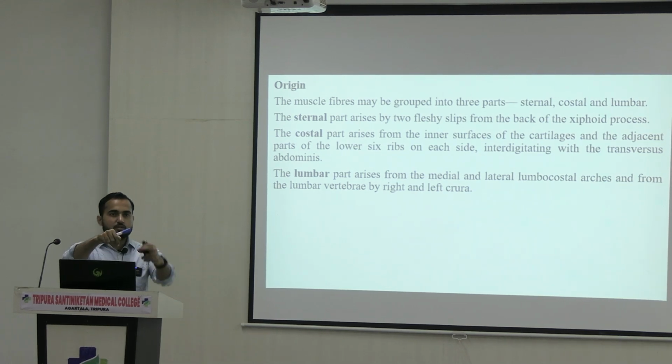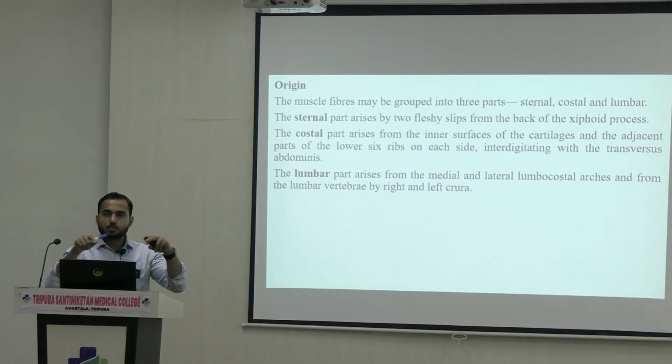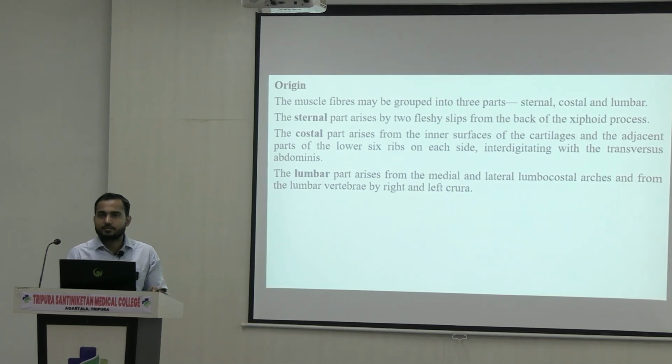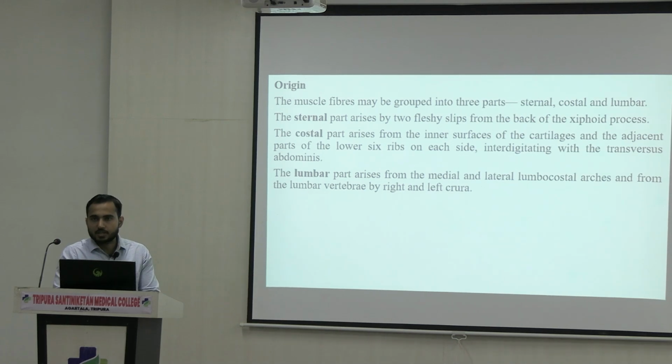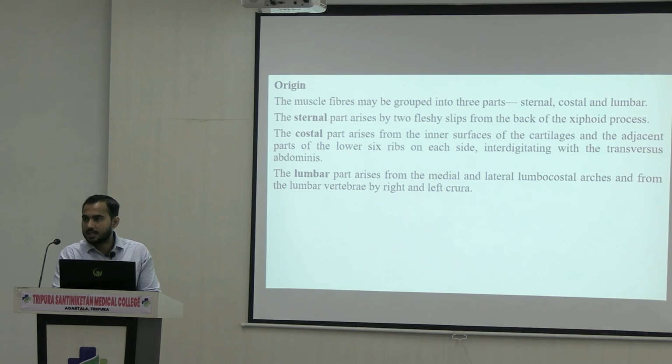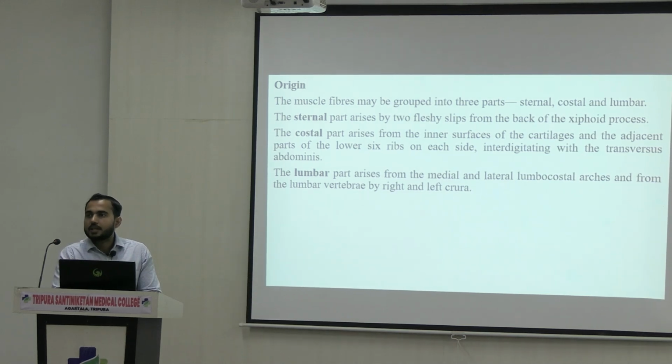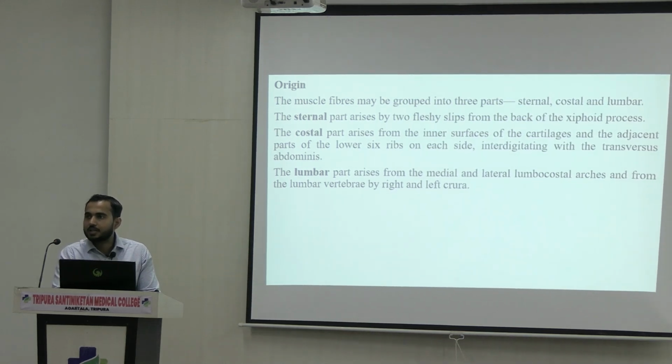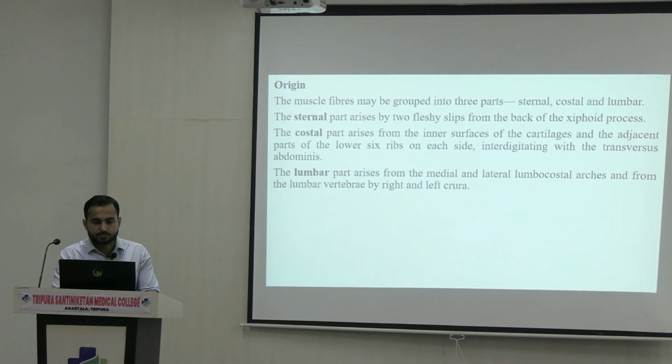From anterior origin, you have to go laterally on both the sides, right side also, left side also. So laterally, what will be there? Ribs are there. So it is taking origin from the ribs also, along with the adjacent costal cartilages.